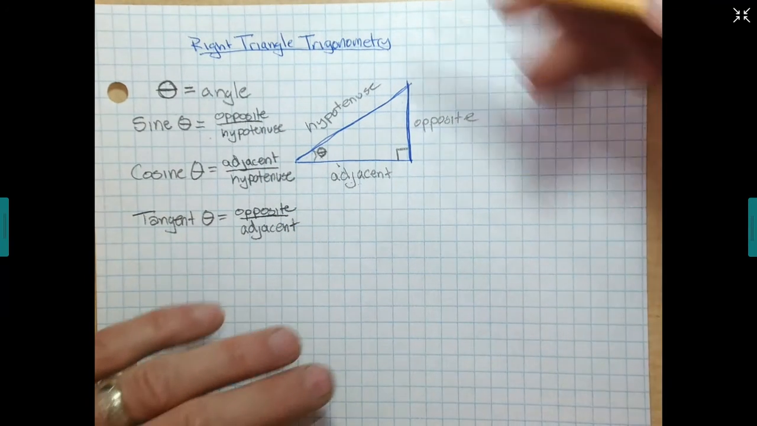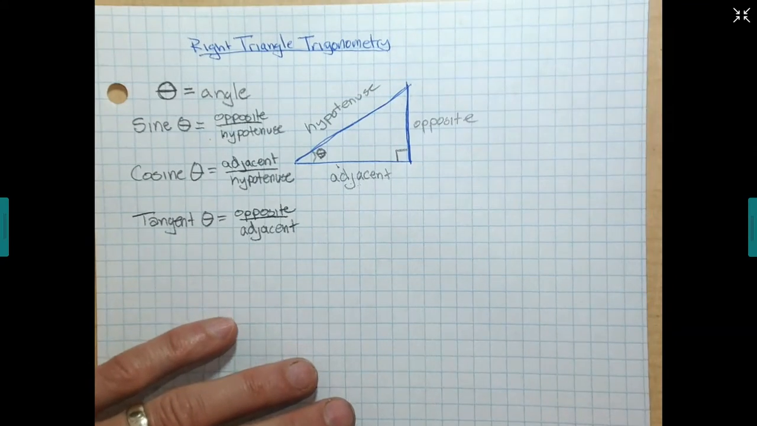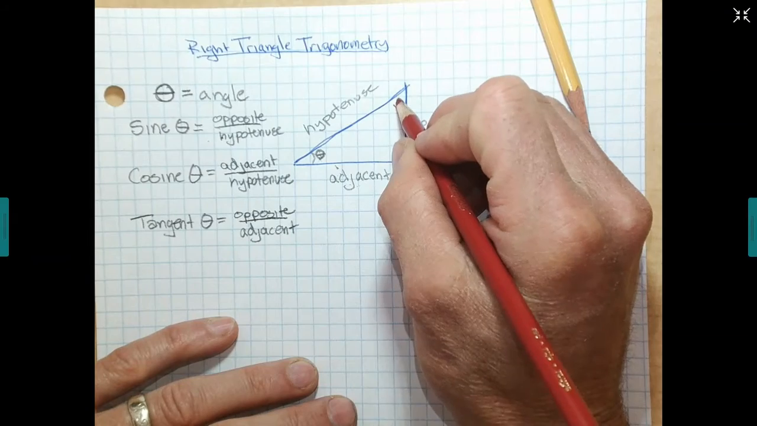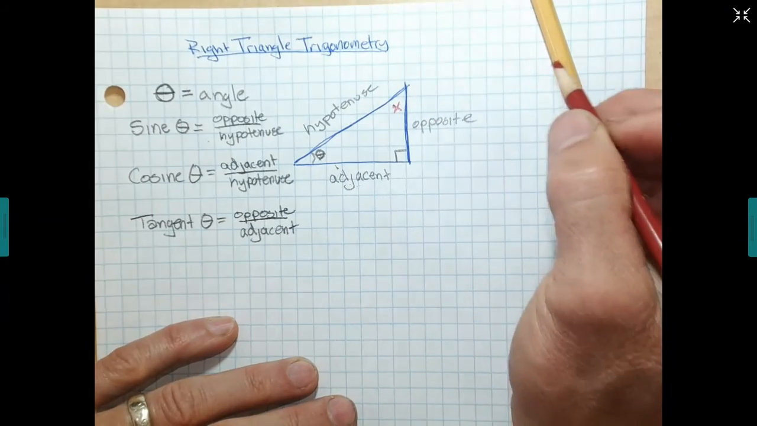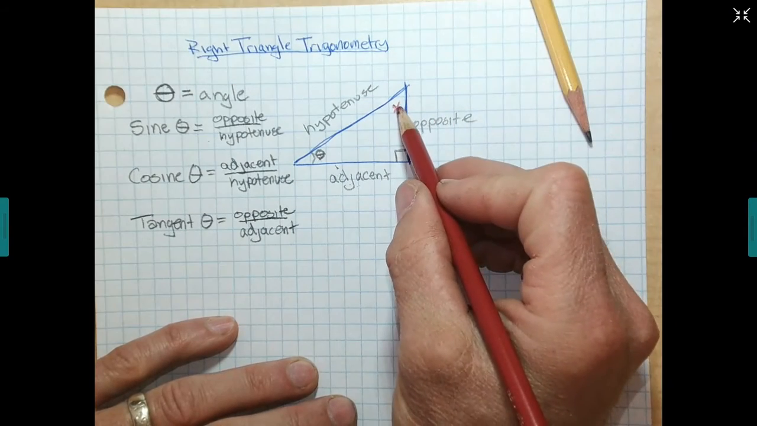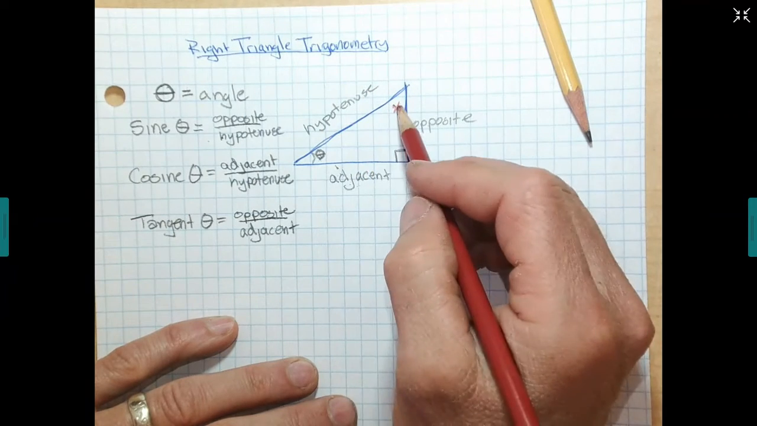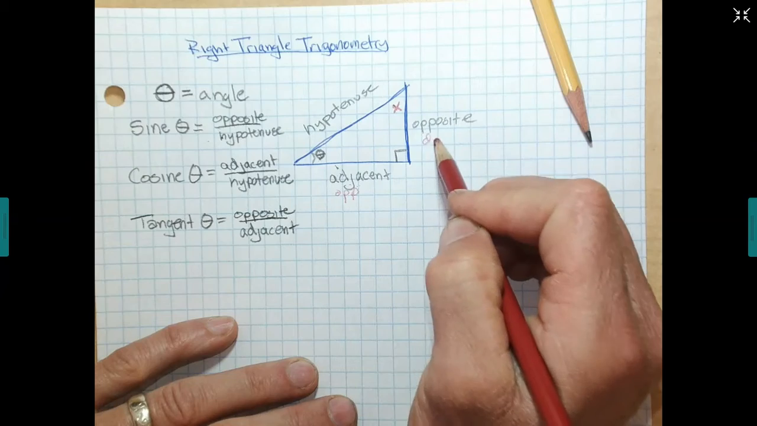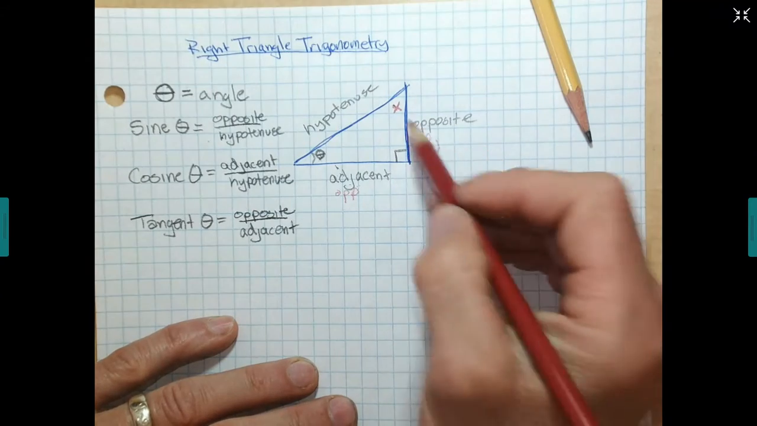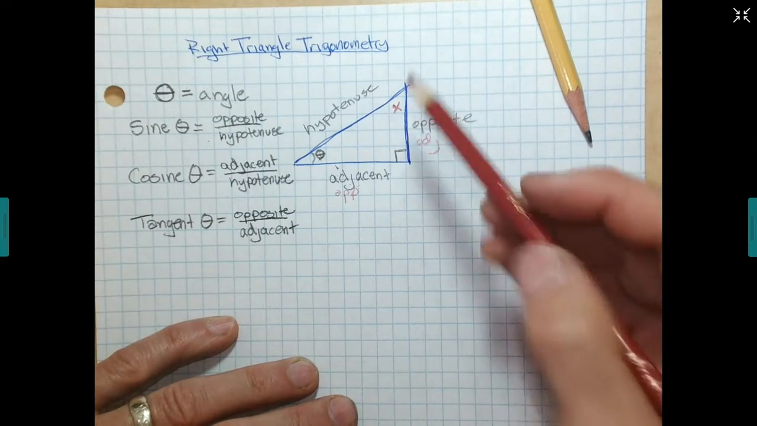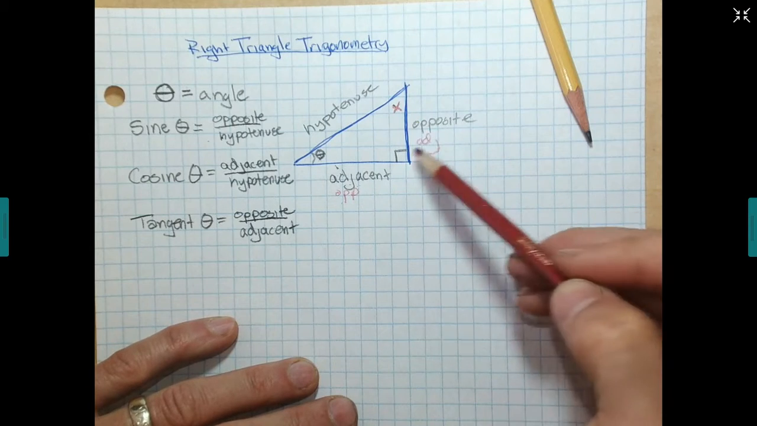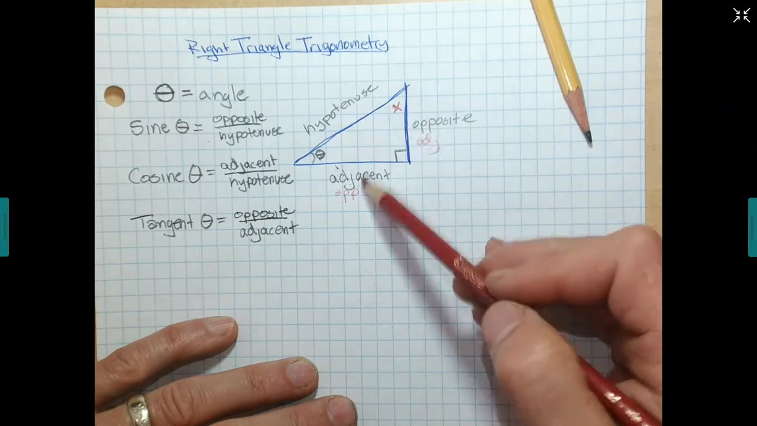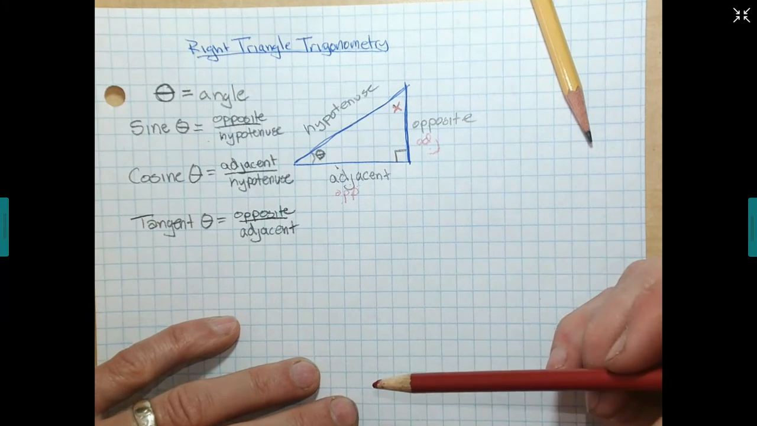Now what if we changed and did this angle right here, angle X? Then all of a sudden, this is still the hypotenuse, but this becomes opposite, and this is adjacent. It depends on where the angle is, because from this angle, this is the opposite side and this is the adjacent side. So just make sure you know where your angle is, so you know which one's opposite and which one's adjacent.